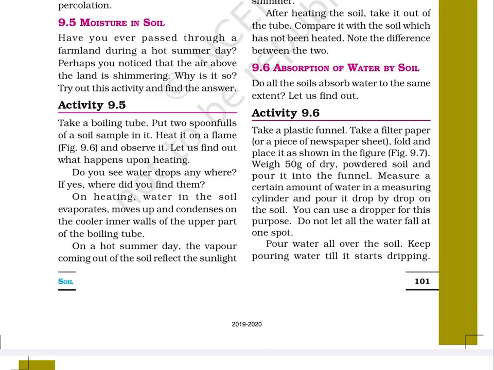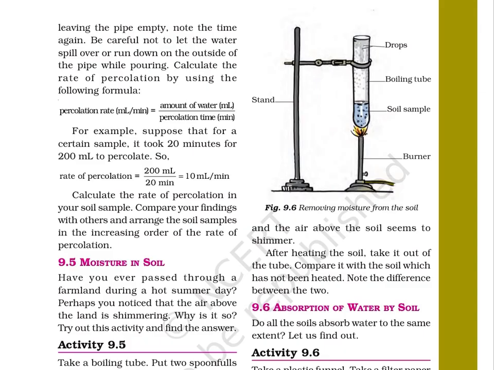Let us find out what happens upon heating. Do you see water drops anywhere? If yes, where did you find them? On heating, water in the soil evaporates, moves up, and condenses on the cooler inner walls of the upper part of the boiling tube. On a hot summer day, the vapor coming out of soil reflects the sunlight and the air above the soil seems to shimmer. After heating the soil, take it out of the tube. Compare it with the soil which has not been heated. Note the difference between the two.